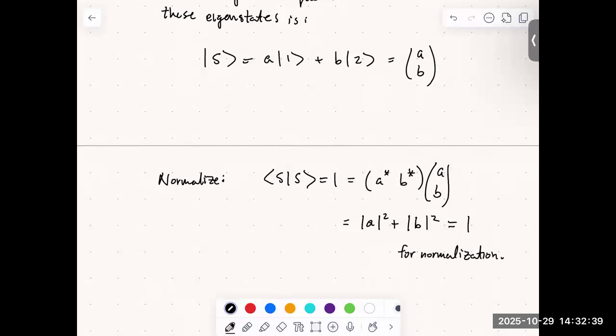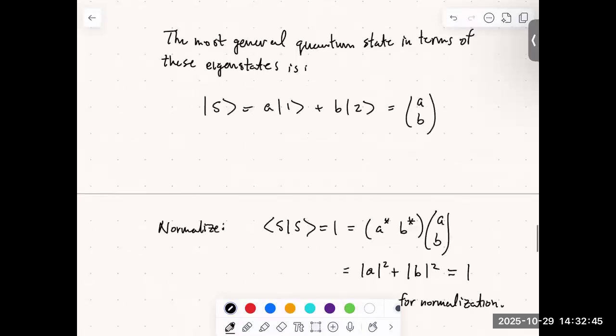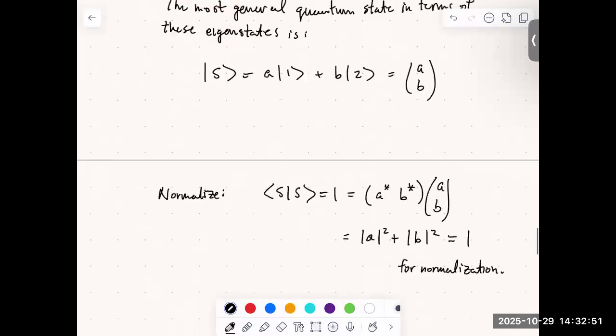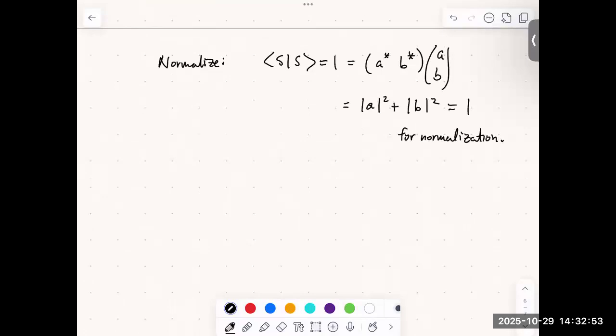All right, so let's just keep that in mind. Now, what we're going to assume is that these states 1 and 0 are going to be, we would like to operate with the Hamiltonian on these states and find out the energy.